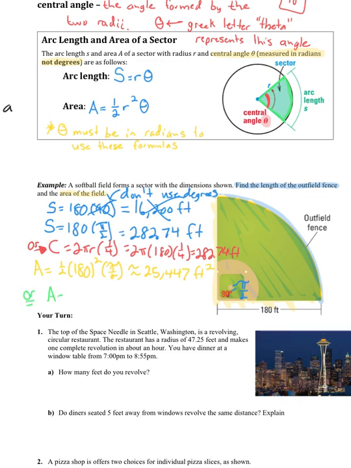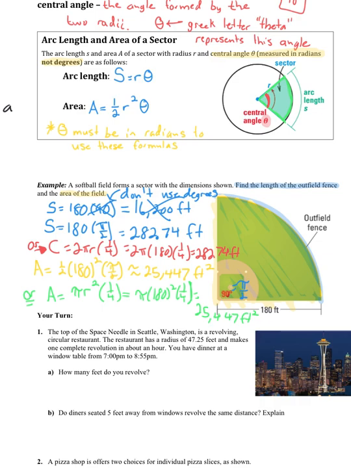Or I could do area of the whole thing, pi r squared times 1/4. Just pi times 180 squared times 1/4. And I end up getting the exact same number, 25,447 feet squared. Either method works for you. One of them is using the radian measure, one of them is not. That's the only difference with those two methods.